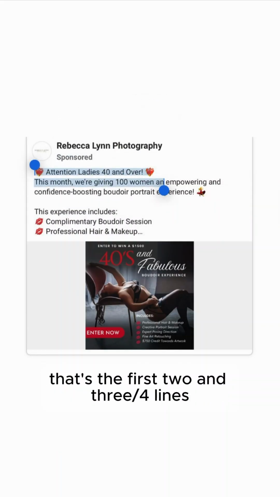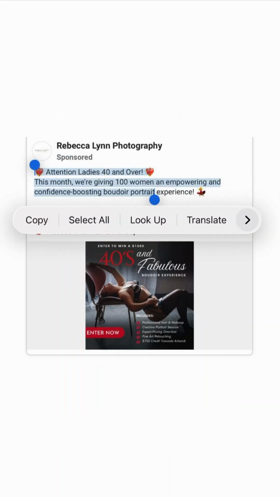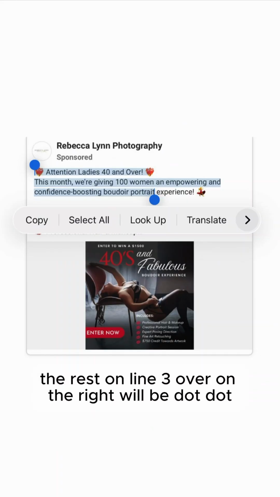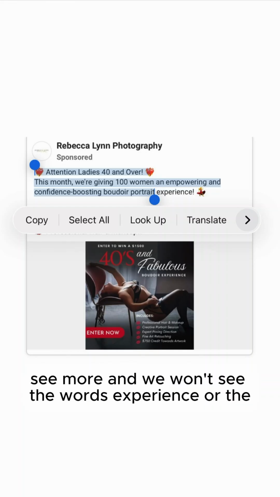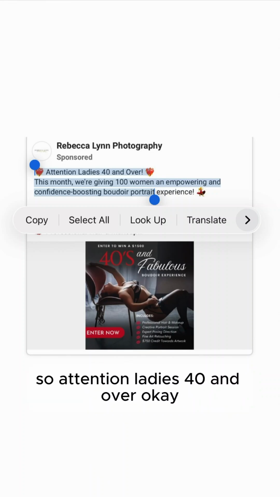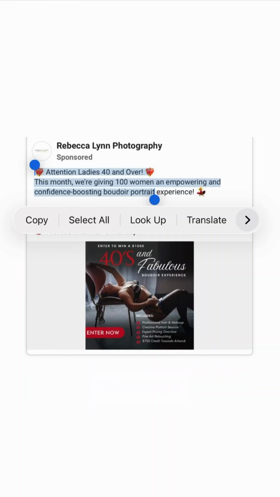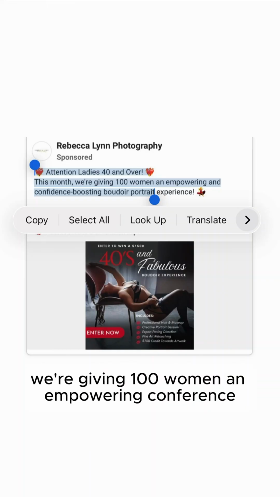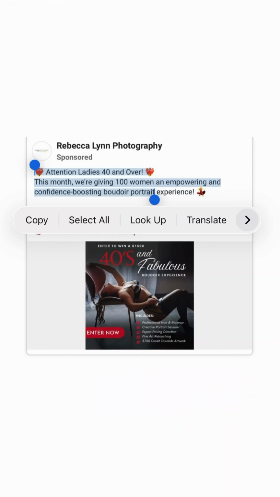Then we're going to go look at the See More headline. That's the first 2 3/4 lines on the Facebook newsfeed mobile. The rest on line 3 over on the right will be see more. And we won't see the words experience or the girl dancing emoji. So, attention ladies 40 and over. This month we're giving 100 women an empowering, confidence boosting boudoir portrait.